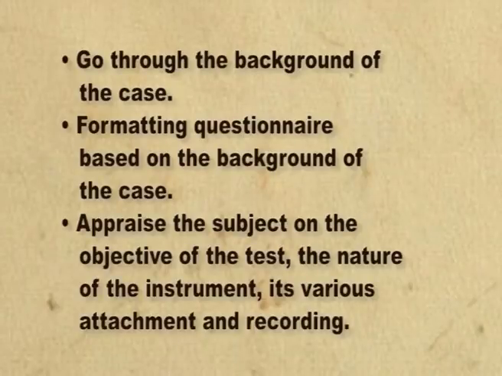In a polygraph test, the variation in the pulse rate, skin conductance and blood pressure are measured. Before conducting the polygraph test, there are some steps which are to be followed by the examiner. That is, go through the background of the case, formulate the questionnaire based on the background of the case, and apprise the subject of the objective of the test, the nature of the instrument, its various attachments and recording. During the test, the heartbeat increases, blood pressure goes up, breathing changes and so on.